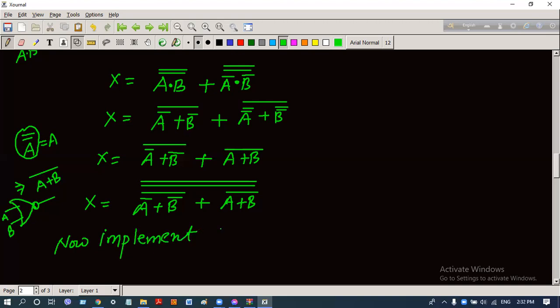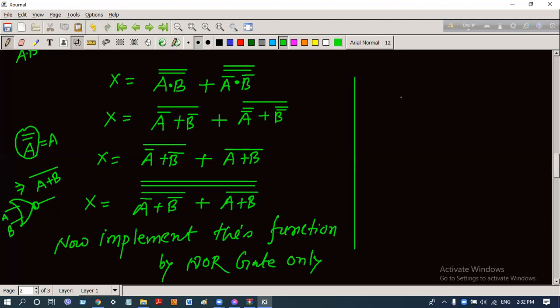Now implement this function by NOR gate only. So here are the two variables. The first variable is A and the second variable is B. So the first signal is the A signal and the second signal is the B signal. Now we have to make the complement sign by NOR gate. So now design a NOR gate. This is the NOR gate. Two inputs are connected, then it works as a NOR gate. So here is the output, A complement.